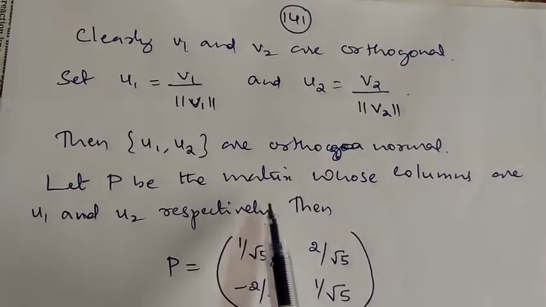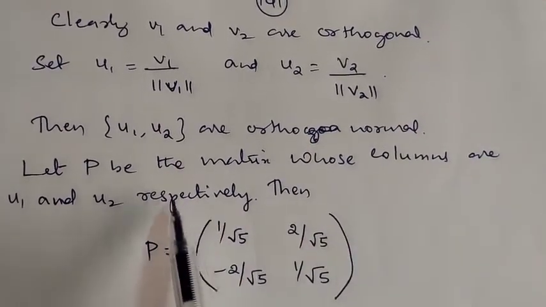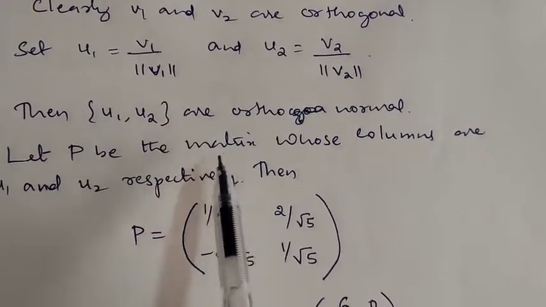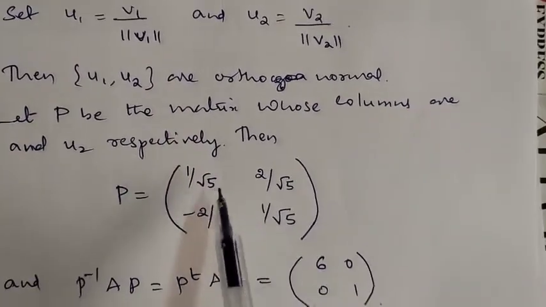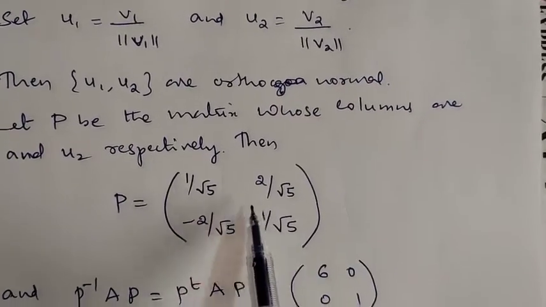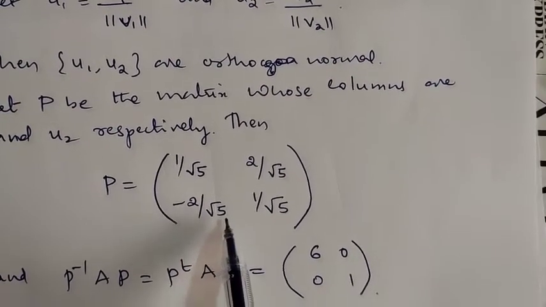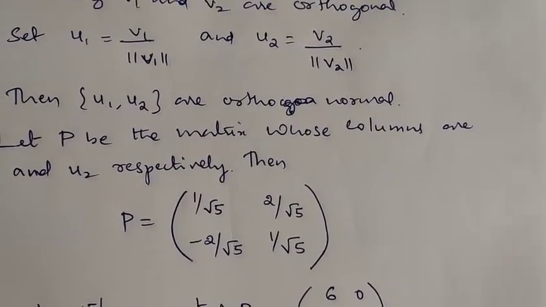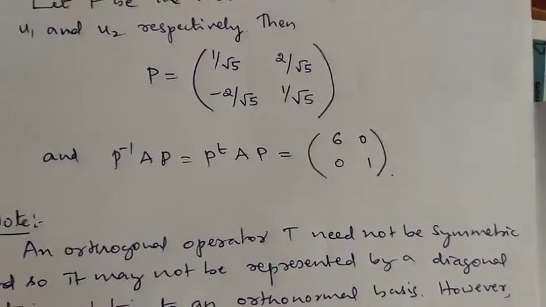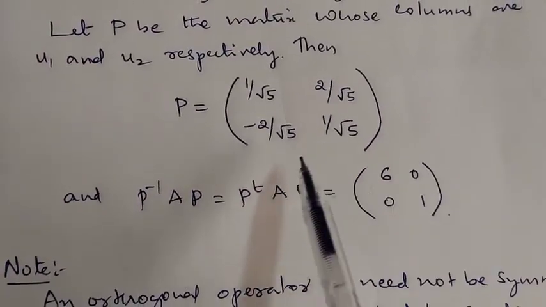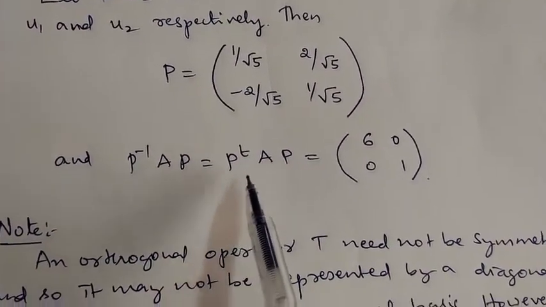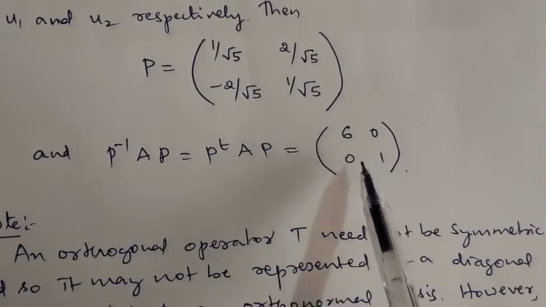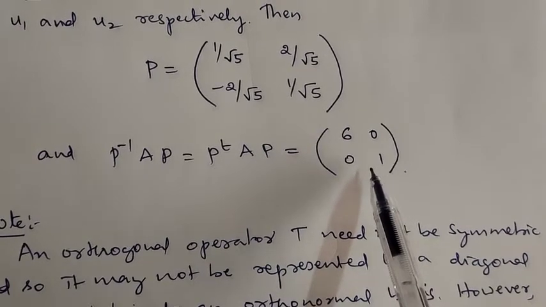Let P be the matrix whose columns are the orthonormal vectors U1 and U2. So I write 1 by root 5, minus 2 by root 5, and 2 by root 5, 1 by root 5. You find P inverse, and you find that P inverse AP, or P transpose AP, is nothing but the matrix with 6, 0, 0, 1, which is diagonal.